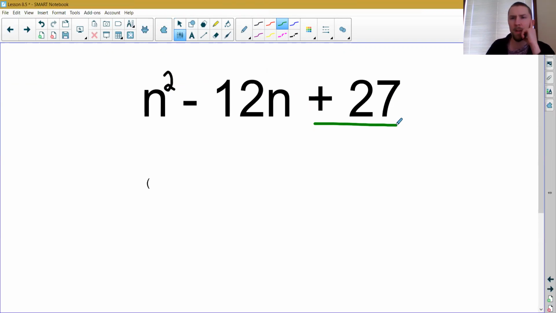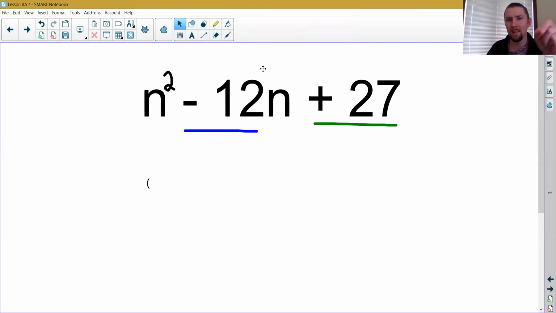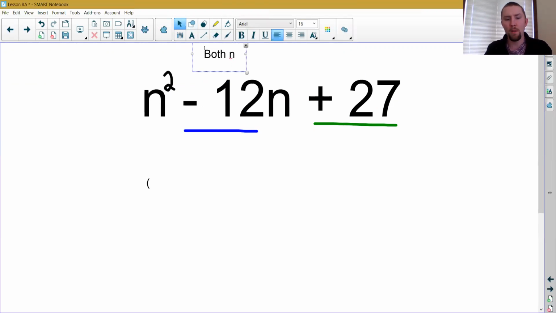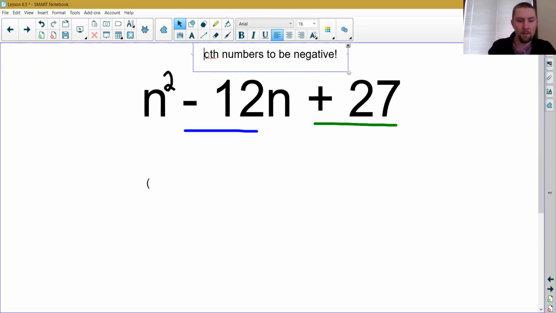The problem is these two numbers that I'm looking for to make my factored form are supposed to add up to negative 12, add up to be a negative. How are they going to add up to be a negative but multiply to be a positive? Well, when we see this number being negative, adding up to a negative but multiplying to a positive, we need both numbers to be negative. Okay? We need both numbers to be negative.